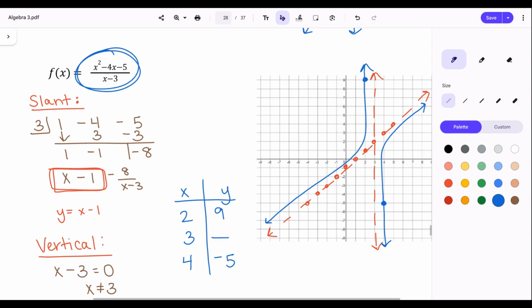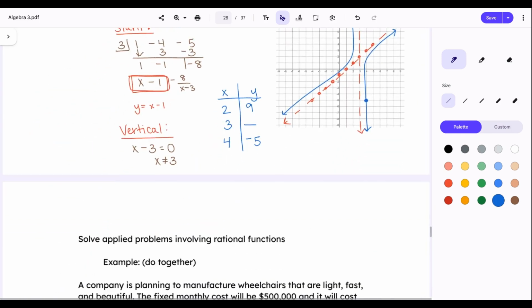All right. Any questions on graphing with the slant? Okay, we've got one last thing to do. We are almost done, guys. You can do it.